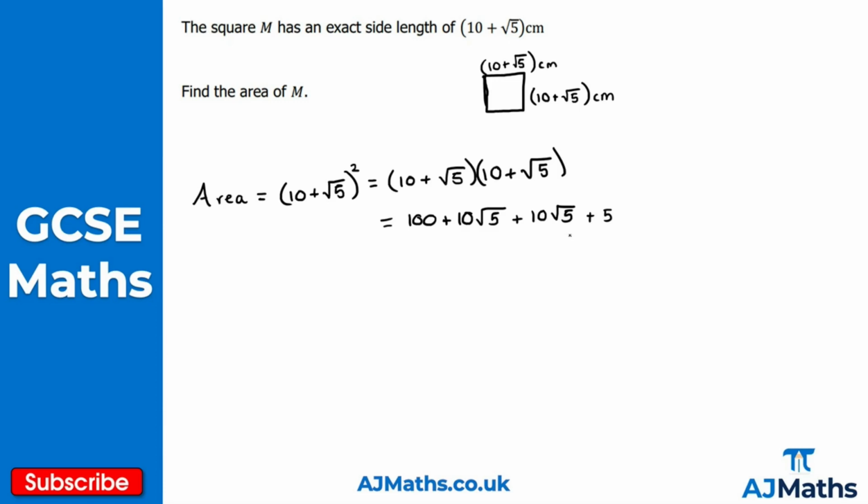So all I need to do now is simplify here, and that would give me the area of M. So 100 plus 5, that would give me 105. I've then got 10 root 5 plus another 10 root 5. So in total there, we've got 20 root 5. And remember, this is area. We've got the area of a square here. So what I'm going to do is put this in brackets and also give our units here. So we're working in centimeters. So this would be centimeters squared there, because we're talking about area. So that's the area of M there. And there we have it. So that's our solution to that question.